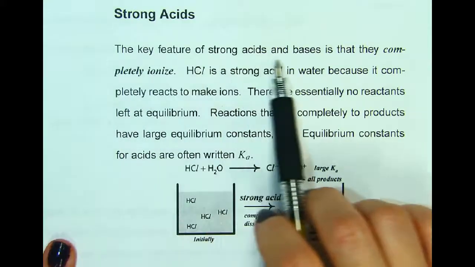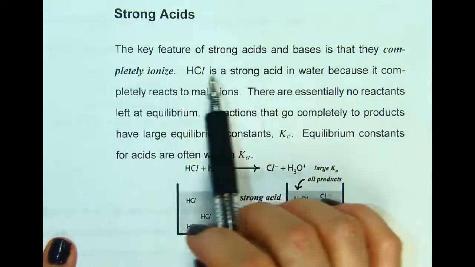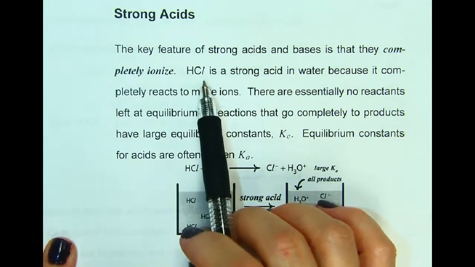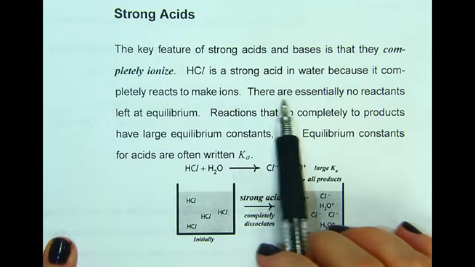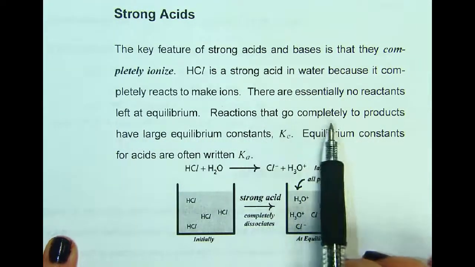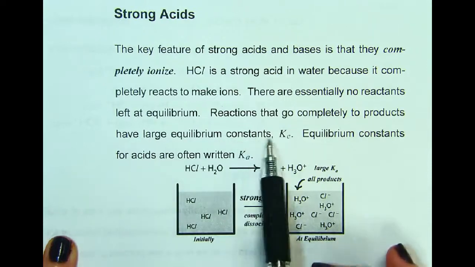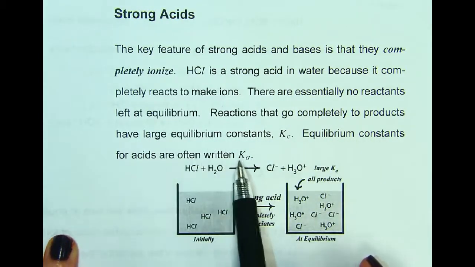Percent reaction is equal to percent ionization. The key feature of strong acids and bases is that they completely ionize, or 100% ionize. HCl, or hydrochloric acid, is a strong acid in water because it completely reacts to make ions. There are essentially no reactants left at equilibrium. Reactions that go completely to products have a large equilibrium constant. Equilibrium constants for acids are often written as Ka.